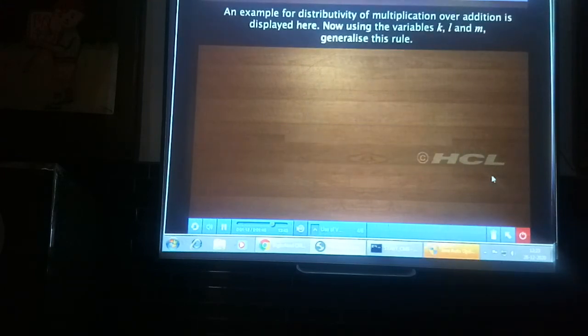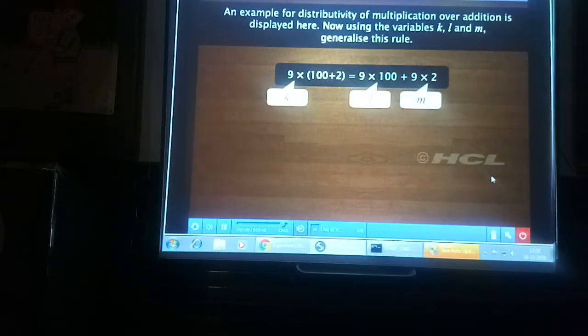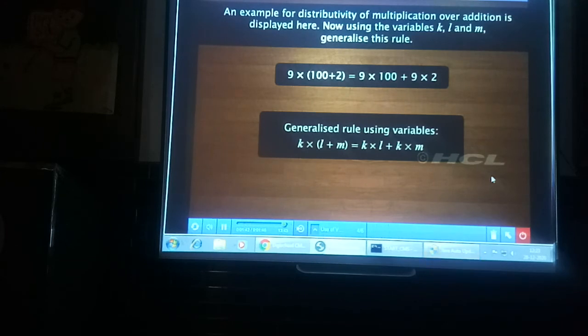An example for distributivity of multiplication over addition is displayed here. Now, using the variables k, l, and m, generalize this rule. As the property of distributivity of multiplication over addition is true for any three numbers, we represent those three numbers using variables such as k, l, and m. Thus, we can write the generalized rule as shown here. See students, generalize the rule using variables. Like they said, multiply 9 by 100 + 2. So first they multiplied 9 by 100, and the same 9 multiplied by 2.